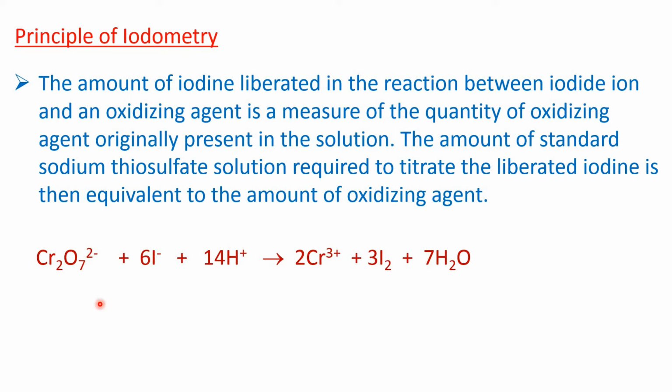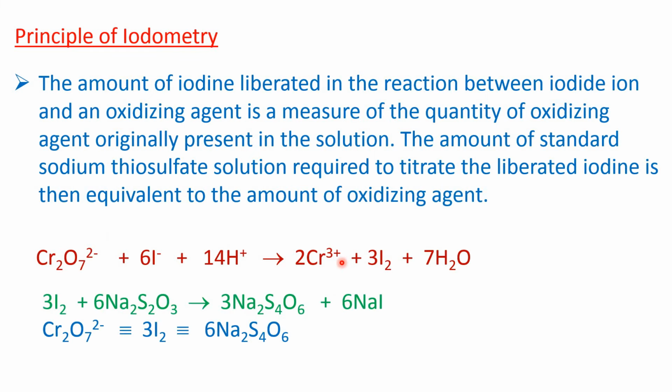Say your oxidizing agent is dichromate ion, which oxidizes the iodide to iodine in acid medium. So, iodide is oxidized to iodine and the dichromate is reduced to chromium plus 3 state. And then this released iodine is titrated with sodium thiosulfate, whereby sodium iodide and sodium tetrathionate are formed.